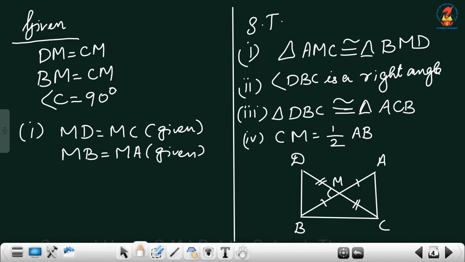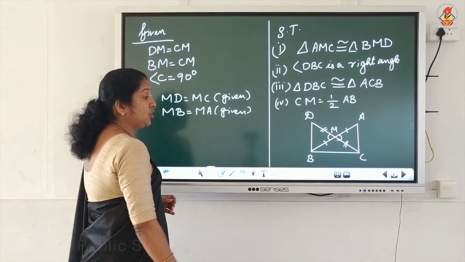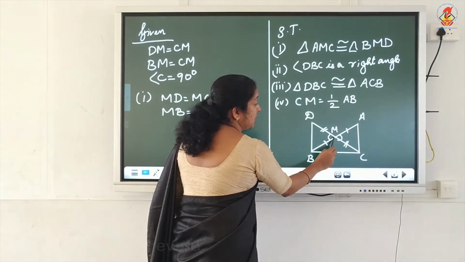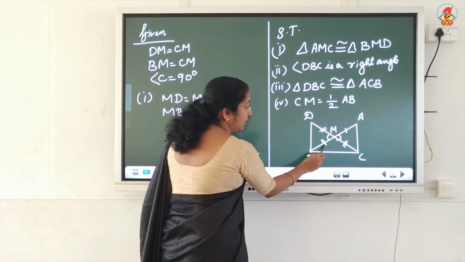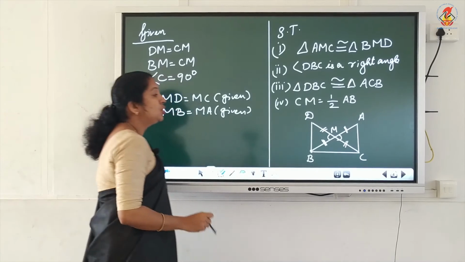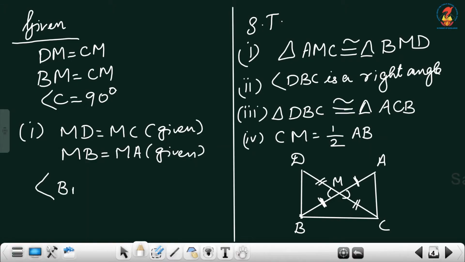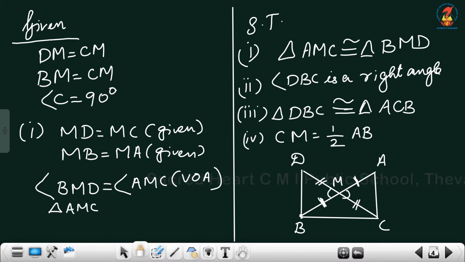What about these two angles? They are vertically opposite angles. But we should start from the corresponding parts. See, if we start from A, we should start from B because this is the ending of this single line. So, angle BMD is equal to angle AMC, it's vertically opposite angles. So what we can conclude? Triangle AMC is congruent to triangle BMD.